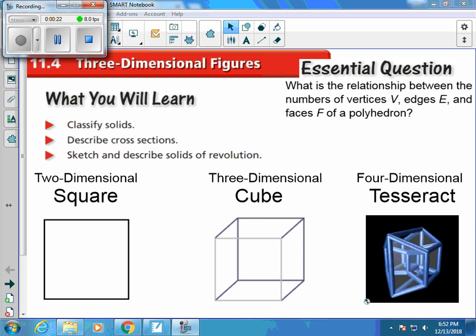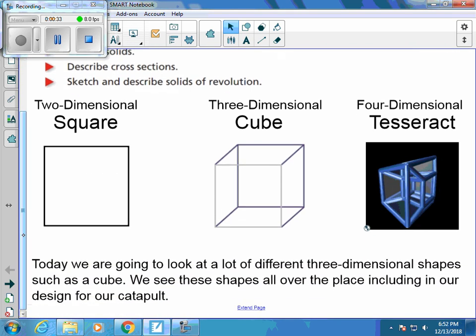faces F of a polyhedron? We're going to learn how to classify solids, describe cross-sections, and sketch and describe solids of revolution. To get this started, I just have a couple pictures up here. I have a two-dimensional square, a three-dimensional cube, and a fourth-dimensional tesseract.